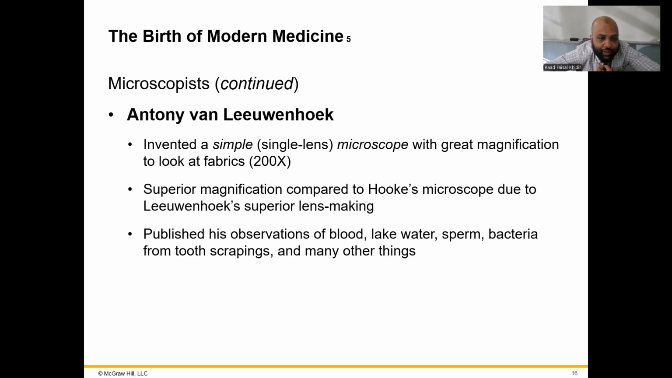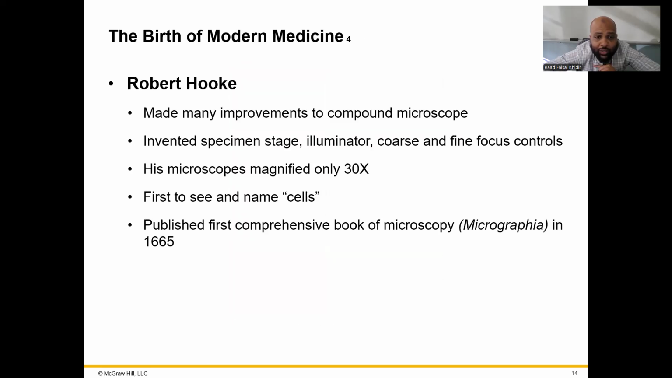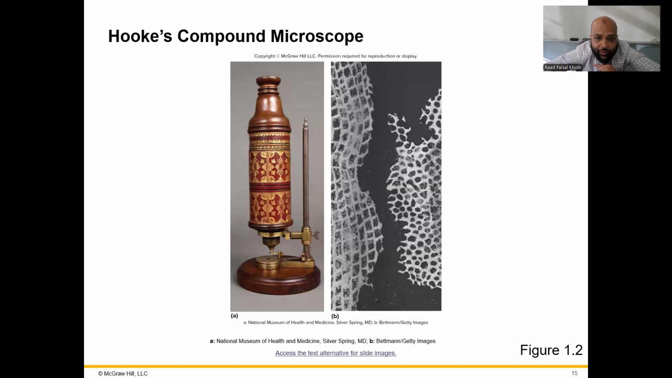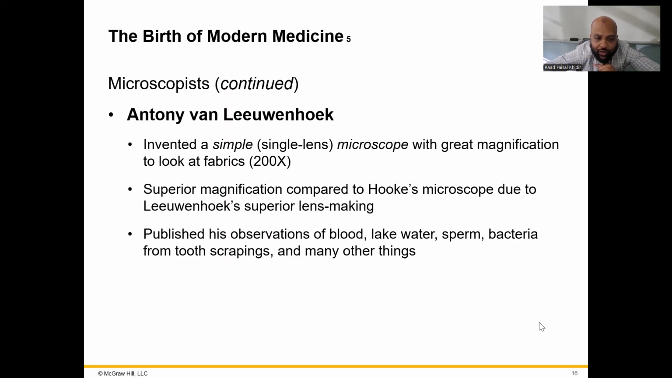So it was Anthony van Leeuwenhoek who was able to invent the simple single lens microscope with magnification that goes up to 200. Because remember, the one before him, Robert Hooke, could only see 30 times the magnification. But Anthony van Leeuwenhoek gave us magnification of 200 times, superior compared to Hooke's microscope due to the superior lens making. So he invented a single lens microscope with a better magnification.